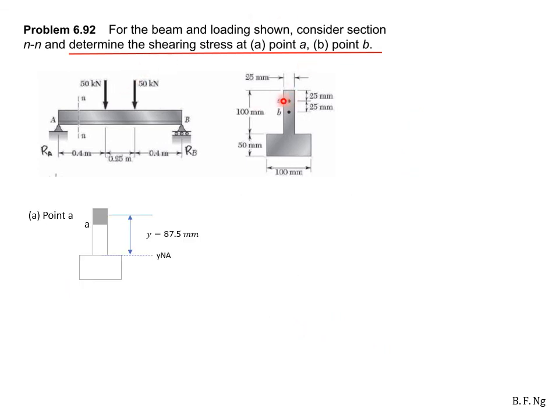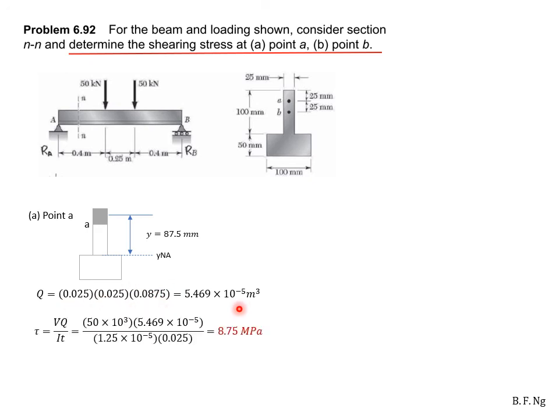To obtain the shear stress at A, we will cut a section at A and take the top part, as it is over here. To obtain the first moment of area Q, it will be equal to the area of this section multiplied by the distance from the neutral axis of the section to the neutral axis of the entire cross-section, which is given by this value here. And subsequently, we obtain Q. Substitute in all the known values to tau, and then we obtain tau equals 8.75 megapascals.